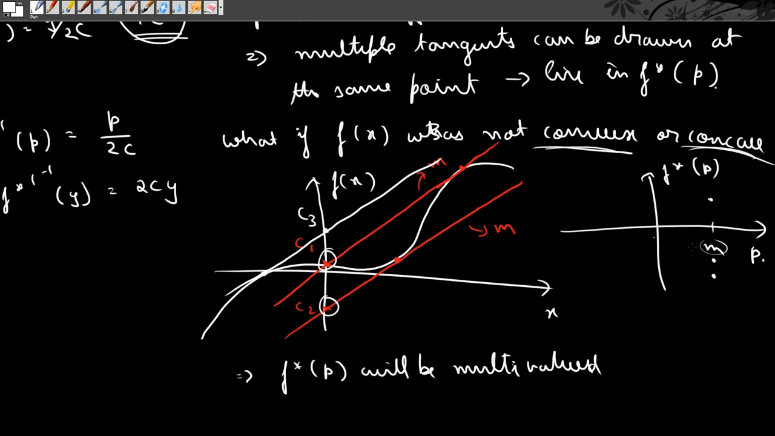Okay. So this is the problem that we face when the function f of x is neither convex nor concave. Okay. So in this case, the curve, I don't know, I'm just drawing it for example. It may look something like this. Okay. This may not be exactly the curve which comes out from this, but I'm saying that when the curve is of this kind of a shape, f star of p is going to be multi-valued. It is not going to be a one-one function. Okay. So this will make it difficult when we take the inverse Legendre transform, because now for a given value of p, that is m, we don't know which one to choose for the y coordinate in this particular case.